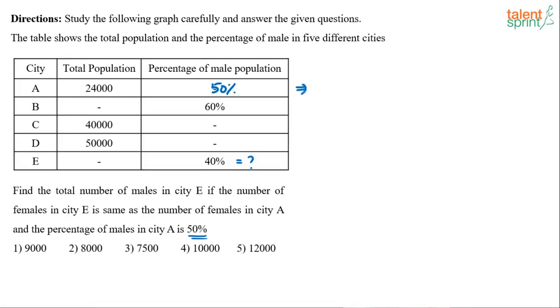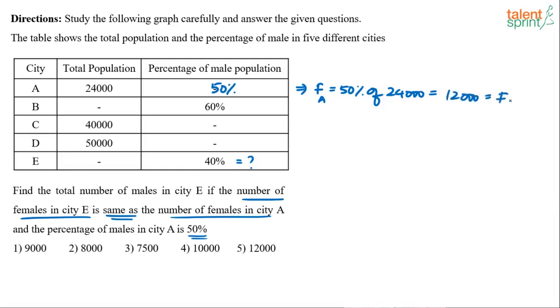So males being 50 implies females is also 50. 50% of what? 24,000, which is 12,000. Now look at the second part of the question. The number of females in city E is the same as the number of females in city A. So females in city A is how much? 12,000, which is equal to females in city E.